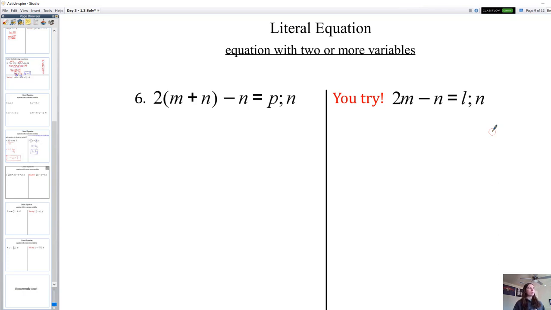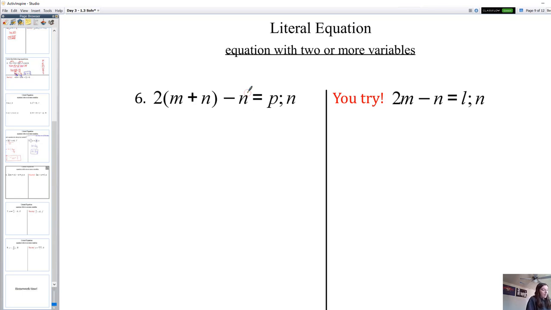So in this first example, we have 2 times the quantity m plus n, and then outside the parentheses we have minus n equal to p, and our goal is to solve for n. That's the variable that we want by itself. Now notice we have an n inside the parentheses and an n on the outside. Since we have 2 different places where we see n, we need to combine them first before we start moving things to the other side of the equation.